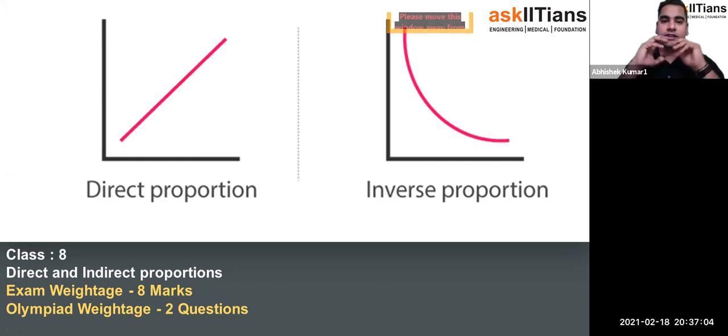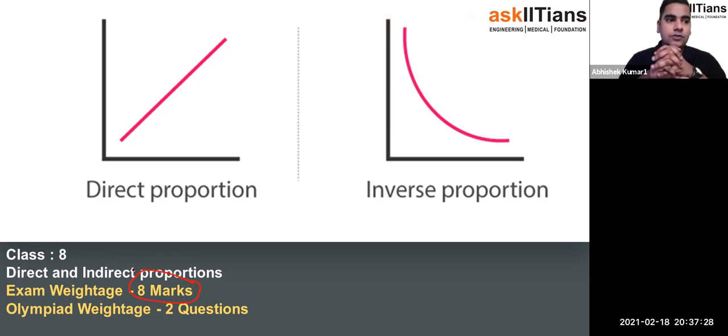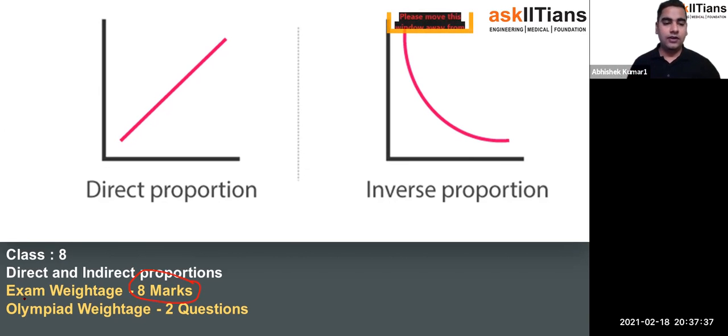Before we actually jump into the theoretical portion of this particular chapter, it's very important to know the weightage of this chapter, both for your school examination as well as your Olympiad examination. In school examination, you can expect questions carrying around 8 marks, broadly around 2 to 3 questions. In Olympiad, 2 to 3 questions can be expected from this chapter.